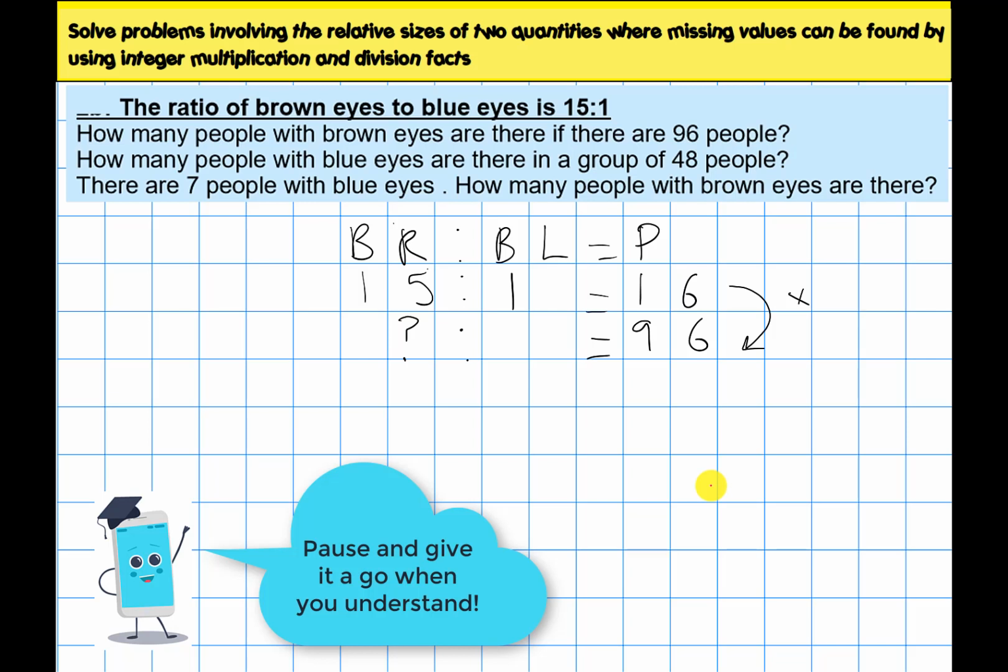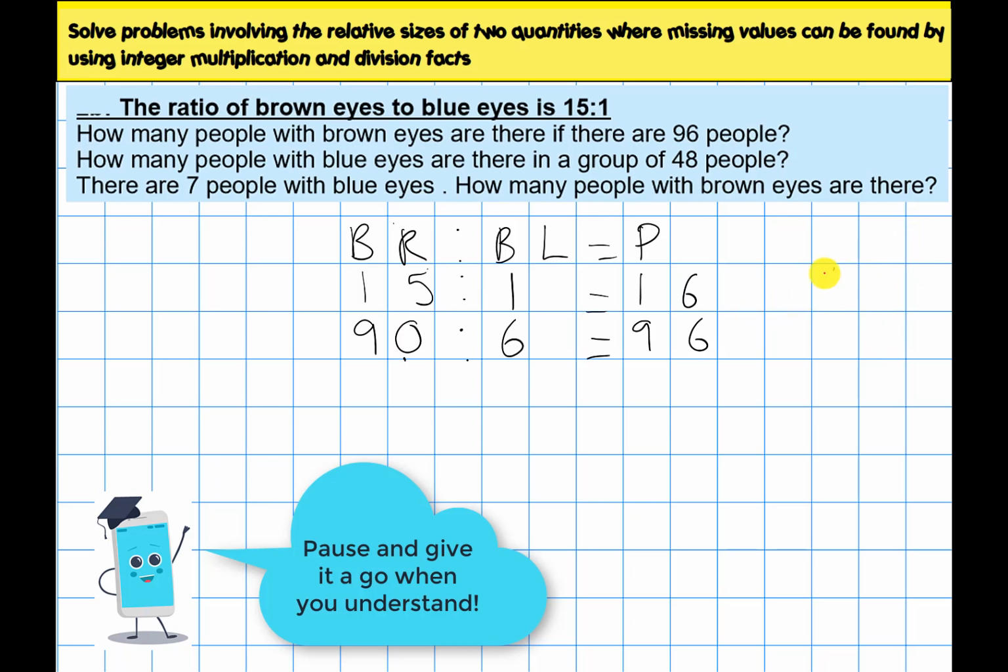So I had to scale up by 6. Once I've got my scale factor, I apply it. So there, 1 times 6 is 6. In a group of 96 people, there would be 6 with blue eyes. And then I have to do 15 times 6, which is 90. Again, you might need to do a written method for that, which is absolutely fine. I just want to show you the strategy and the method at this point. And 90 and 6 makes 96, so I know that this all works.